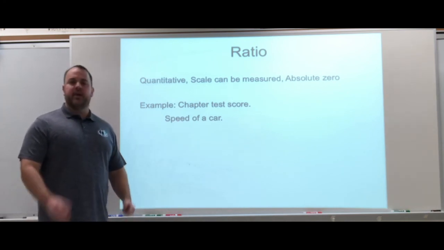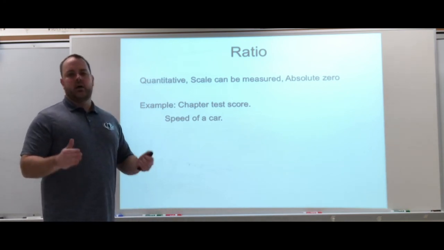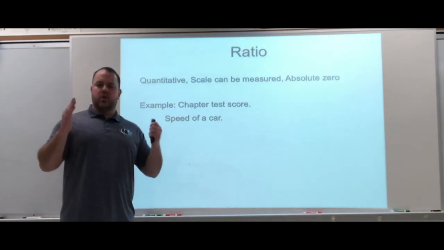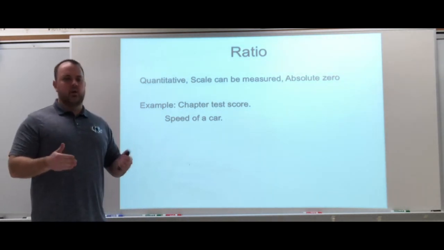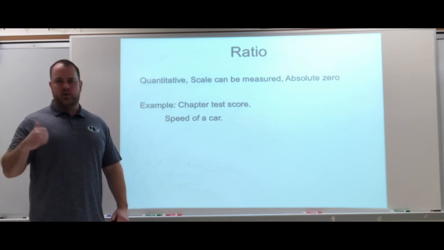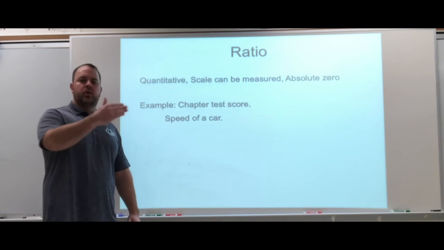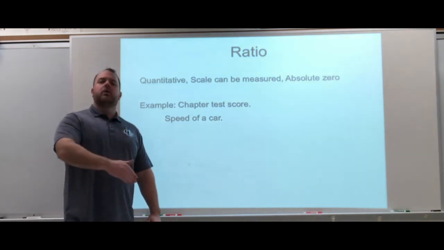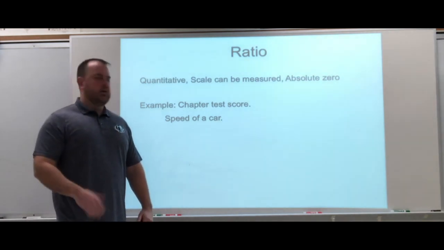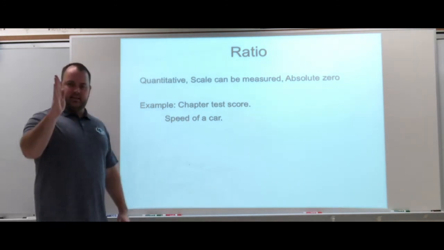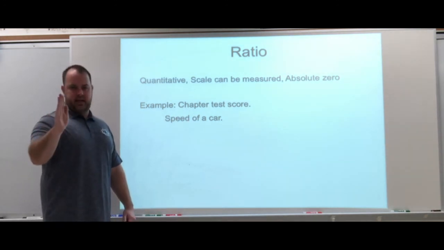Speed of a car, if a car is not moving, that car is moving 0 miles per hour. So that car is going to be stopped there at 0. It can't go negative miles per hour. As soon as it starts moving, if it's forward or reverse, it is going to increase in speed. So it can't go negative. So that's why these are considered absolute zeros. It can get to that 0, but it can't go past it.